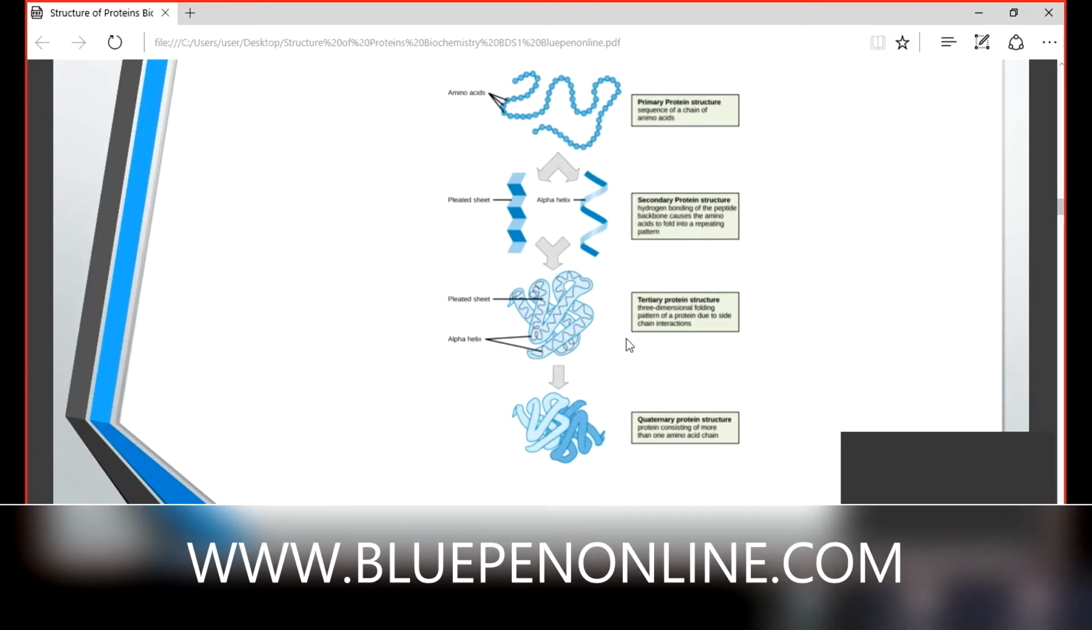Then next is the tertiary protein structure. In tertiary protein structure, what is important? It's a three-dimensional representation. Just like this, twisting and folding forms the tertiary structure. What about quaternary protein structure?